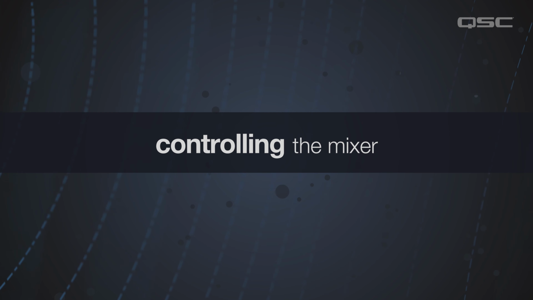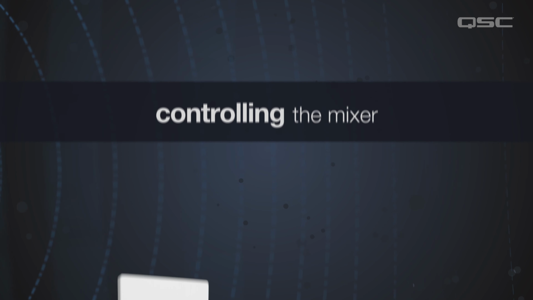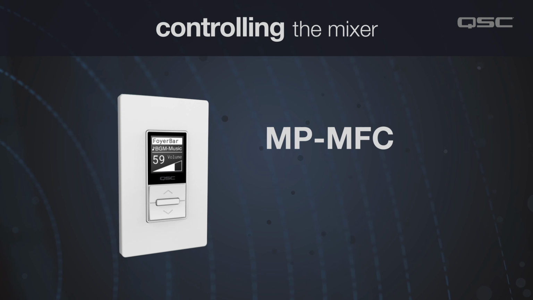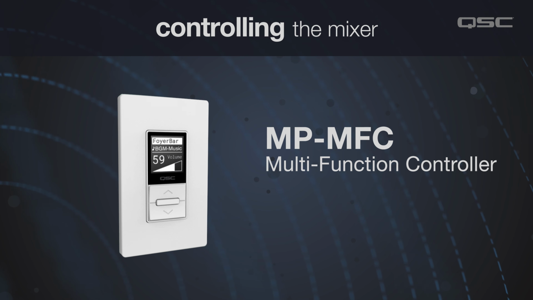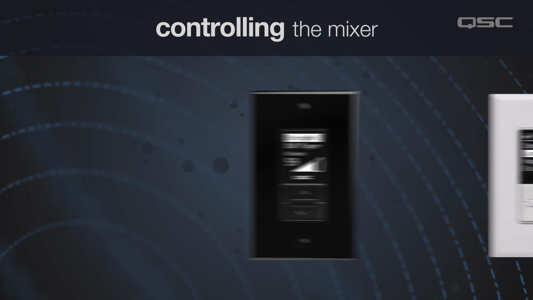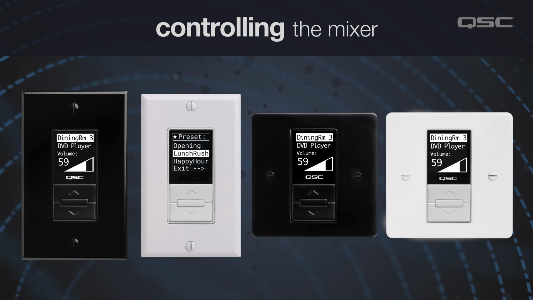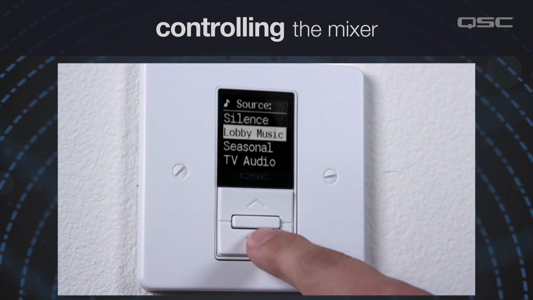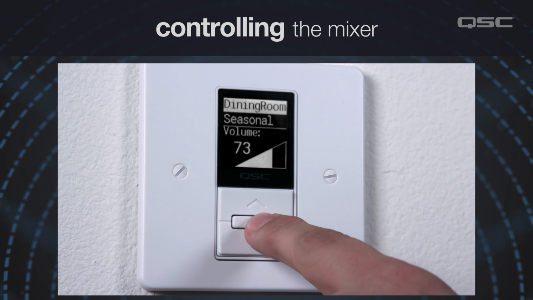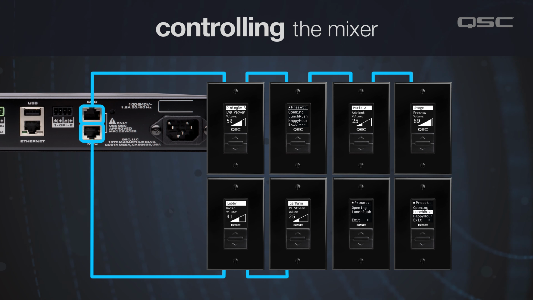On the control side, the MPM series offers 2 great options that you can offer to your end users. If you are looking for an installed option, the MPMFC, or Multi-Function Controller, is a simple wall controller with a graphical display that gives end users control over volume settings, source select, and scene recall. These connect directly to the MPM, and you can even daisy chain as many as 4 MPMFC controllers on each line for a total of 8 MFC controllers per mixer. We'll show you how to configure them using the MPInstall in later videos.